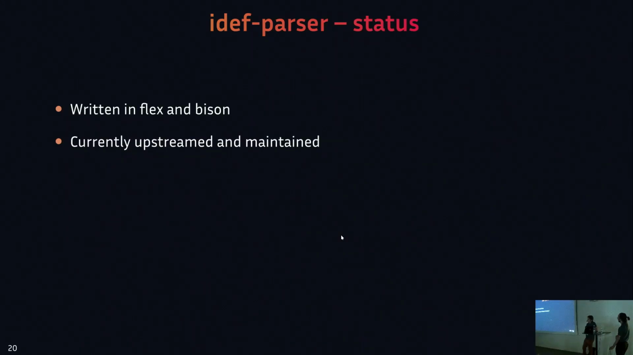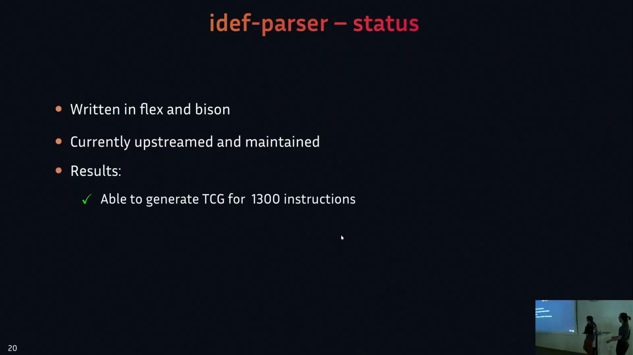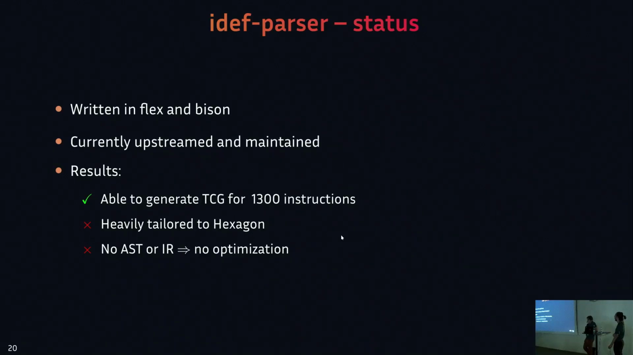It's currently upstream and maintained, and it brings some good results. It supports more than 1,300 instructions for Hexagon, but it has some downsides. Specifically, this is really tightly coupled to the source of truth that comes from Qualcomm, so it can basically only be used with Hexagon. And also there's no AST, there's no IR. This is basically a syntax-driven compiler, a very straightforward Flex and Bison syntax-driven compiler.